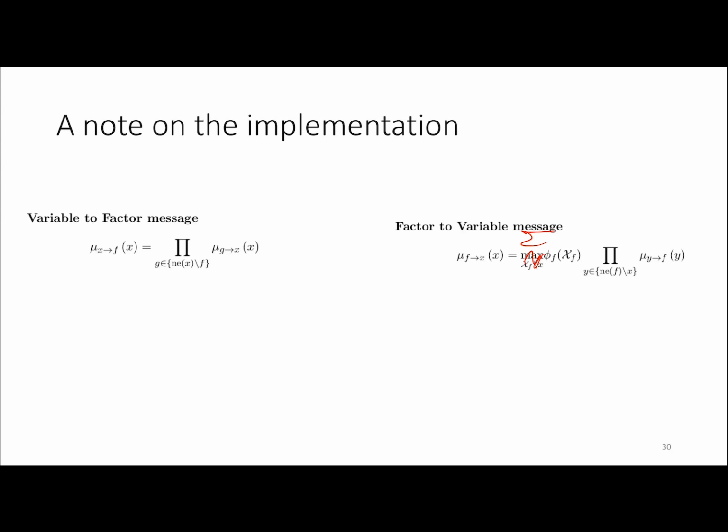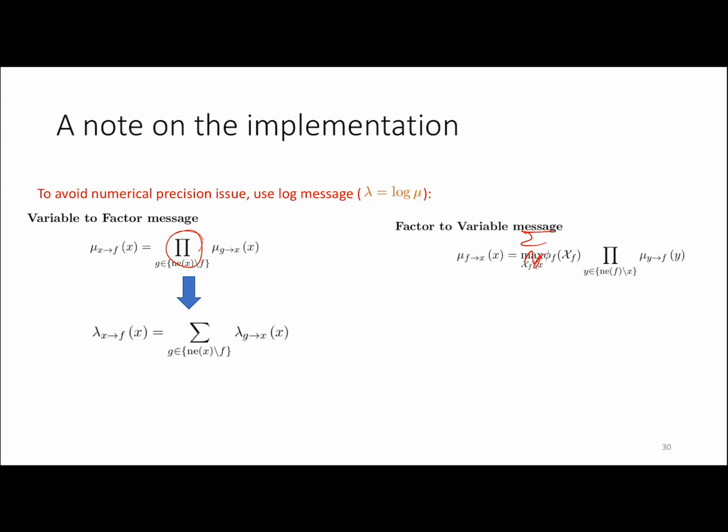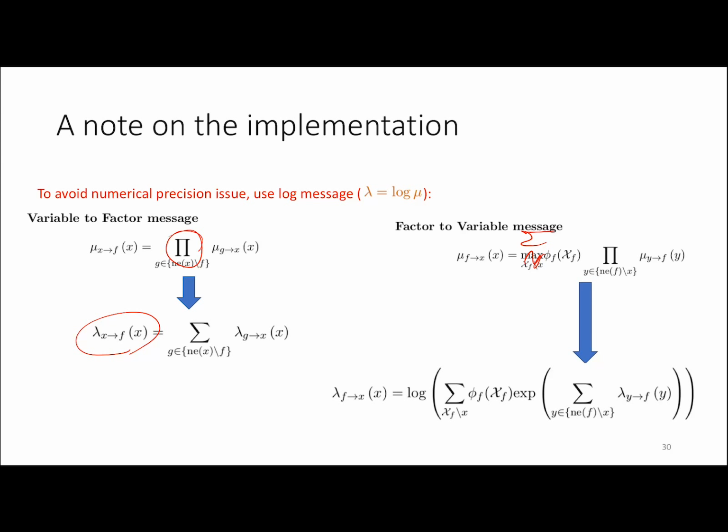A remedy to that problem is to operate on the log scale instead of the multiplication scale. Instead of sending the message, you send the log of the message. Then your multiplication becomes summation. So the multiplication of the messages becomes the sum of the logs of the messages, and you get the log of the message. And oh, here I have summation. But what should we do whenever we have a summation?